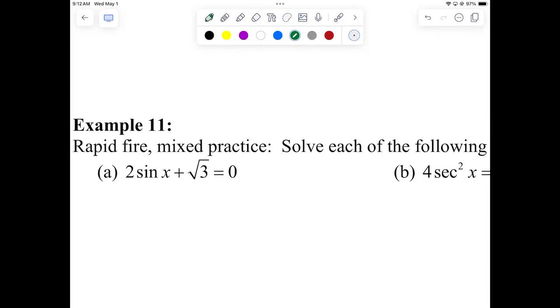2 sine of x plus the square root of 3 equals 0. So far, we've been jump starting all of our problems by getting everything equal to 0, haven't we? This one's already equal to 0. The whole point of getting something equal to 0 is to factor it. Is there any common factor here? No. So what do we do?